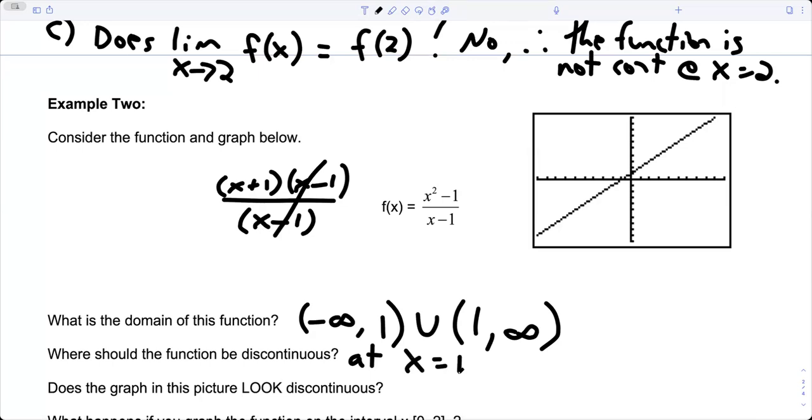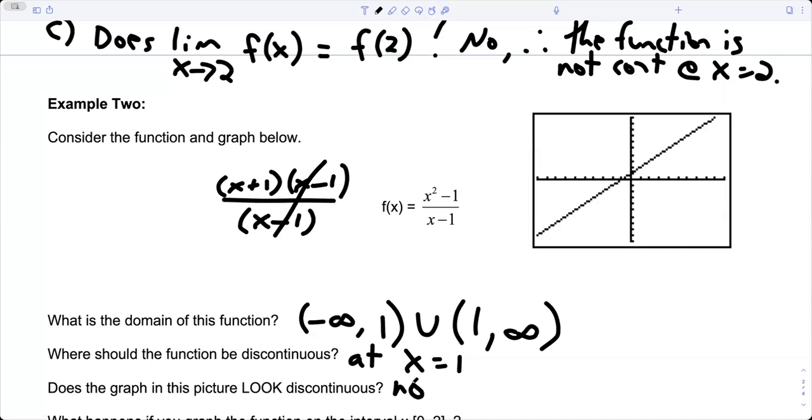However, look at the graph. I have a picture of the graph right here. How about we do this? Take your calculator and graph it. Then take a look at the graph and see if it looks discontinuous at 1. Does it look discontinuous? Well, the answer to that is no.